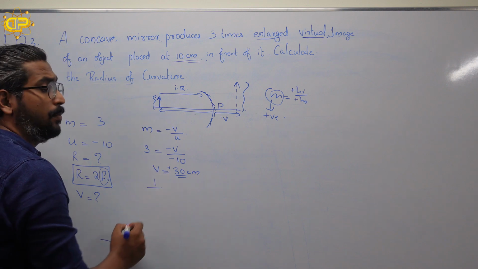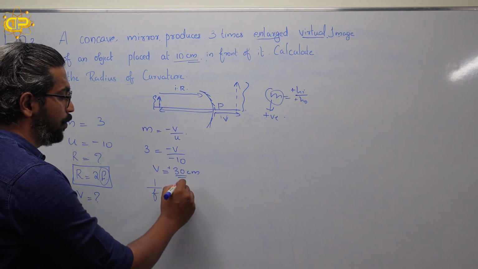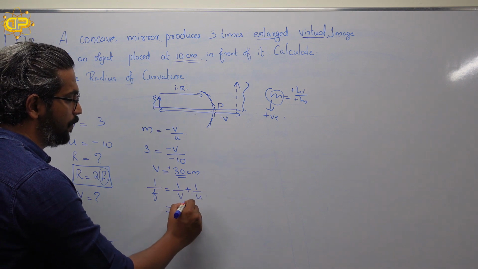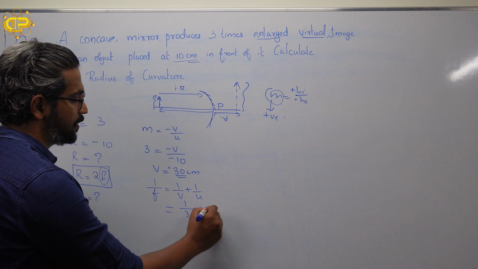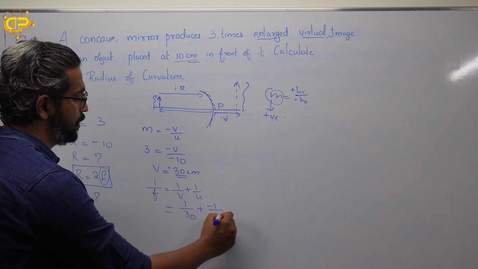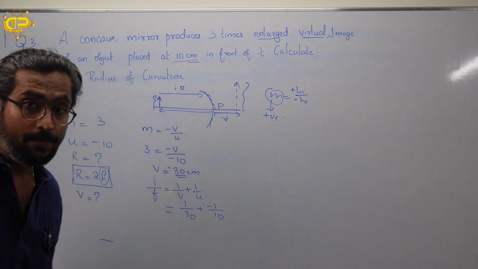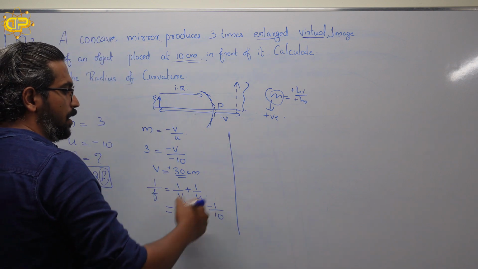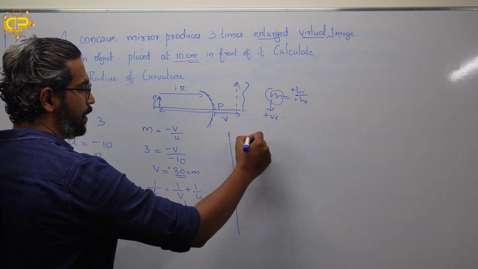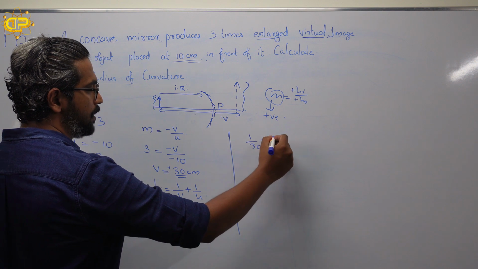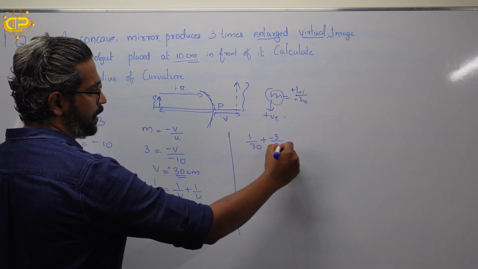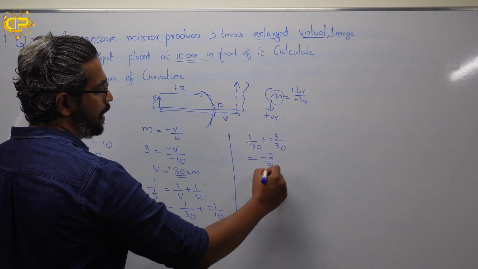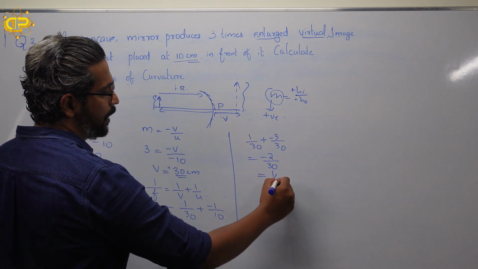Now, simple mirror formula: 1 by F is equal to 1 by V plus 1 by U. From there, 1 by V is equal to what? 1 by 30 plus minus 1 by 10. Why? Because U is having a negative sign there. So from there, what do you have to do? Okay, simple LCM, then you will get 1 by 30 plus minus 3 by 30, or simply we can say minus 2 by 30, and that is equal to 1 by 15.